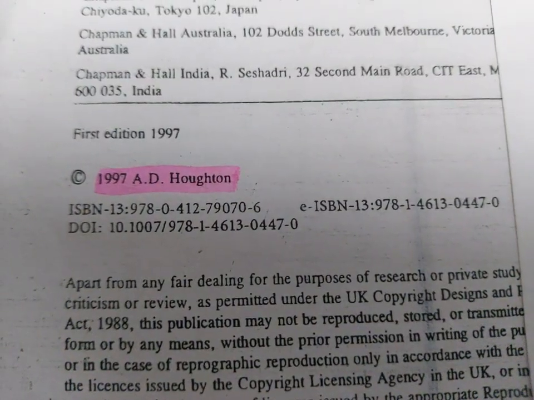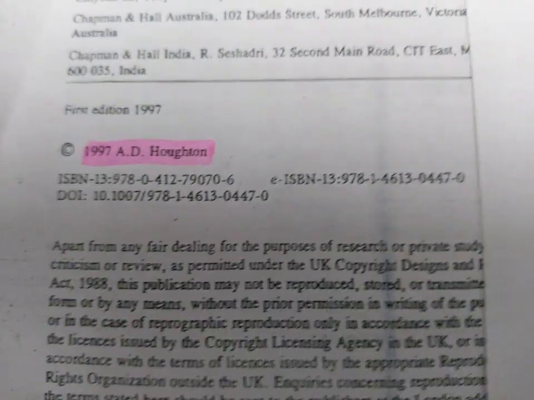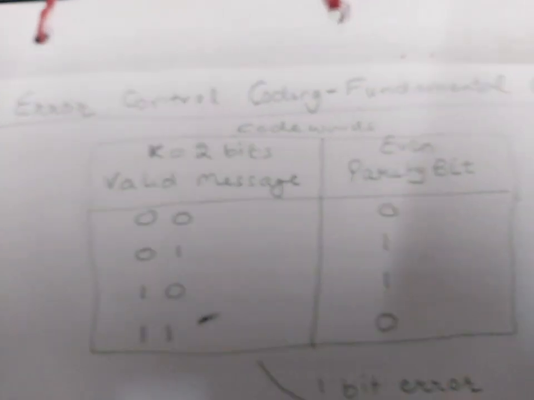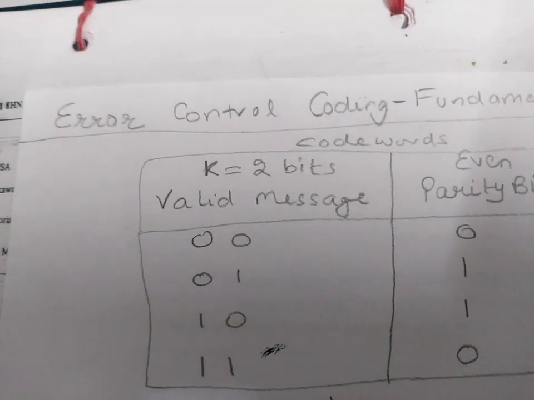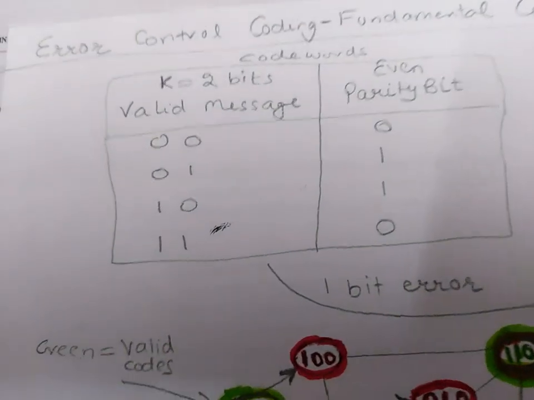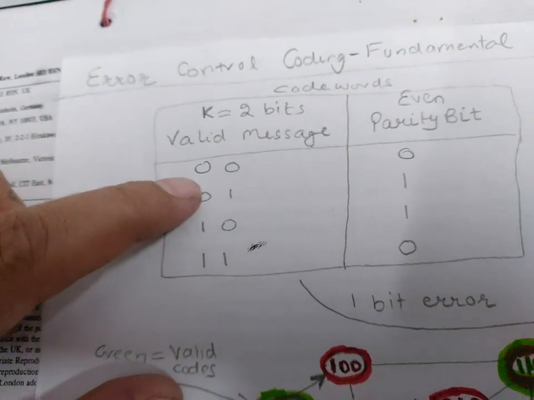Reference book is by author Houghton. Fundamental concept that I learnt on error control coding. Suppose you have a message of 2 bits.